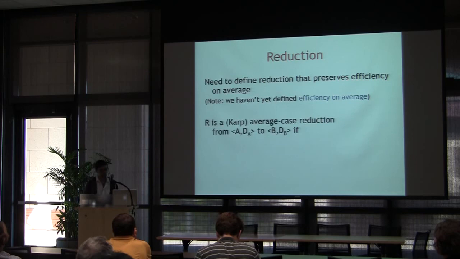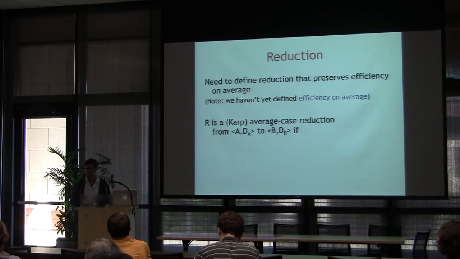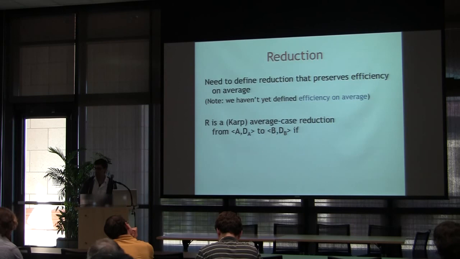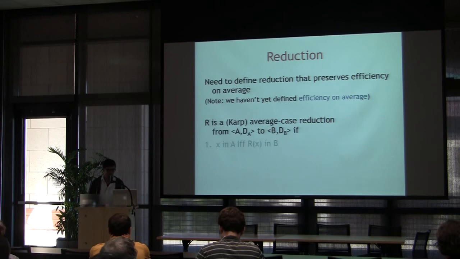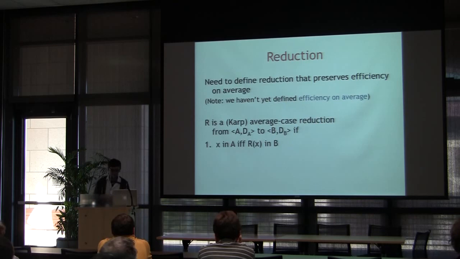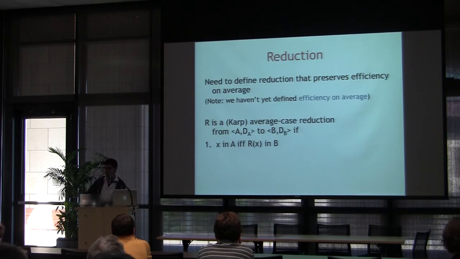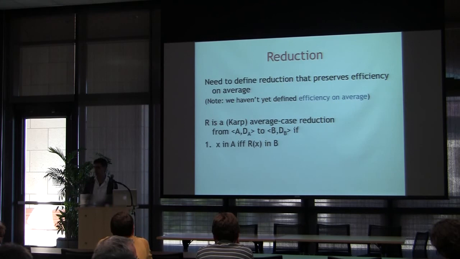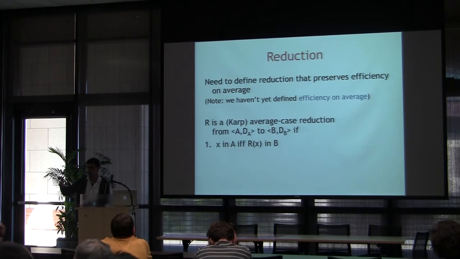Okay, so how do you define reductions? Say we have two problems, A and B, each one coming with some distribution of inputs, a distribution of A and a distribution of B. Maybe we have SAT with some distribution over formulas and graph coloring with some distribution over graphs. A reduction of one problem to the other will be, in Levin's definition, something that would have been a reduction in the standard sense. It takes an input of A and gives back an input for B, with the property that a yes input for A becomes a yes input for B, a no input for A becomes a no input for B. So if you can correctly figure out the B solution of R of X, you get the A solution for X.